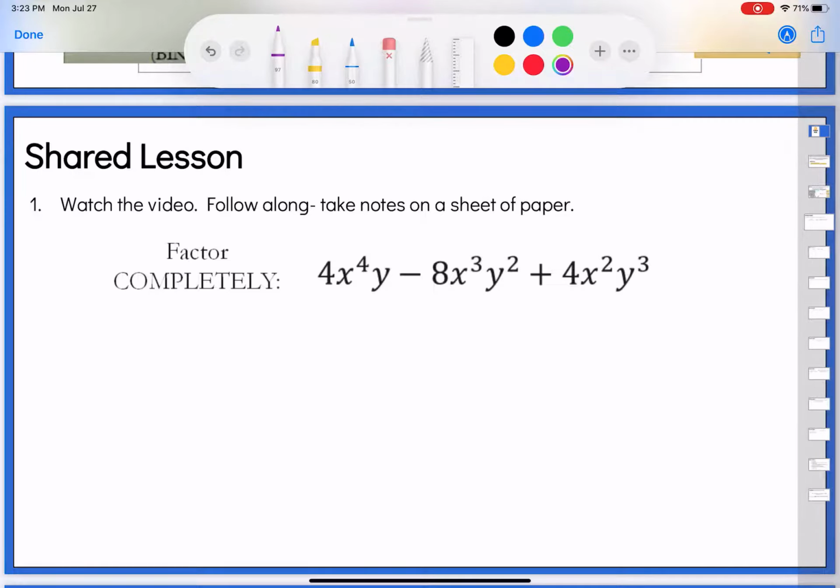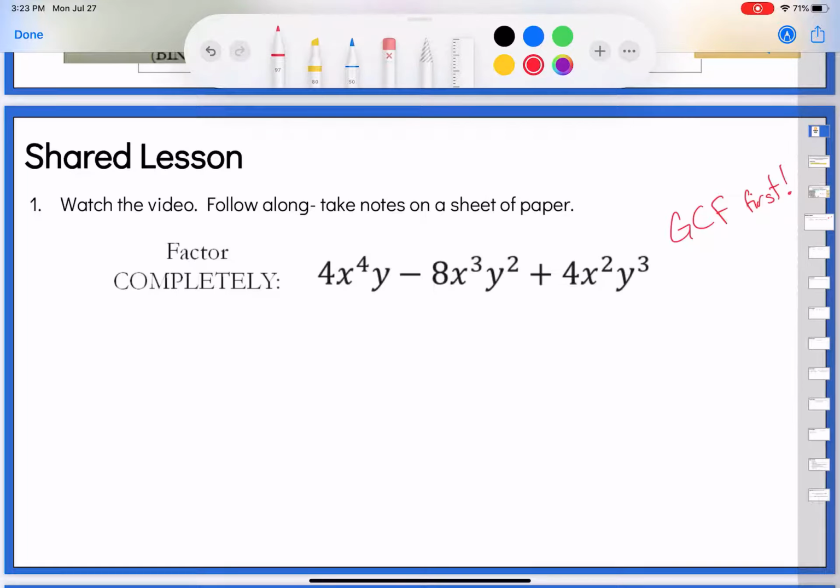4x to the 4th y minus 8x to the 3rd y to the 2nd plus 4x to the 2nd y to the 3rd. So 3 terms there. That should be jumping out some things that we could do, but I always tell my students, no matter what, always look for a GCF first. A lot of times it makes a very complicated looking problem much easier to deal with.